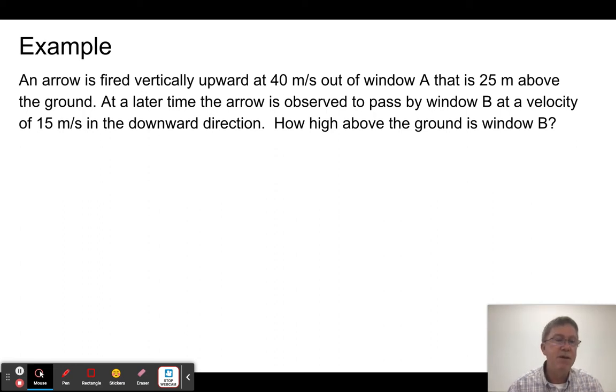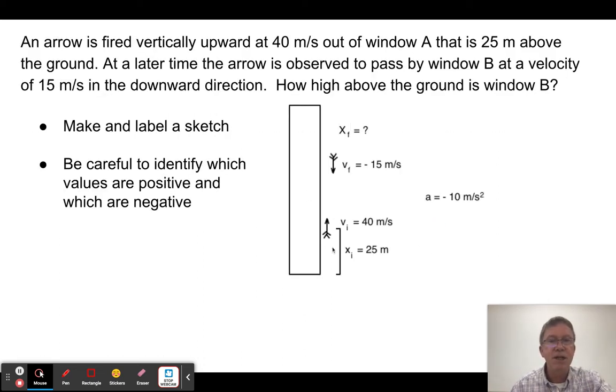How high above the ground is window B? Okay, well, first thing we do is we're going to draw a sketch. Here's my sketch. Here's my building. Here's my arrow going up. Here's my arrow coming down. And now I'm going to start labeling my variables.